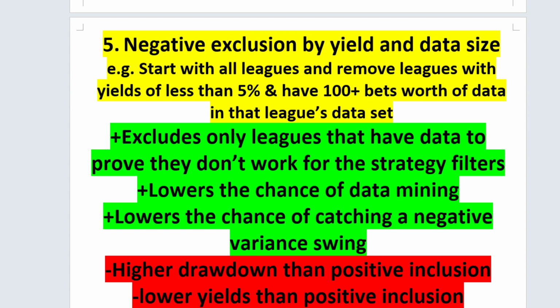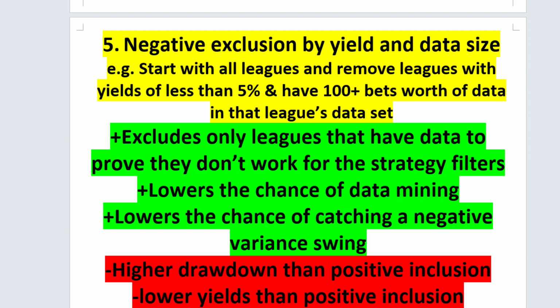And the negative exclusion by yield and data size, what I mean by that is we start with all the leagues. The database they have is 111 leagues. So start with all 111 leagues and only remove leagues that have yields of less than 5% and 100 bets worth of data in that league data set. And that means I'm going to still have some leagues that are making a loss, but there's only 30, 40, 50 bets, or even 99 bets worth in that data set, but they're making a loss.